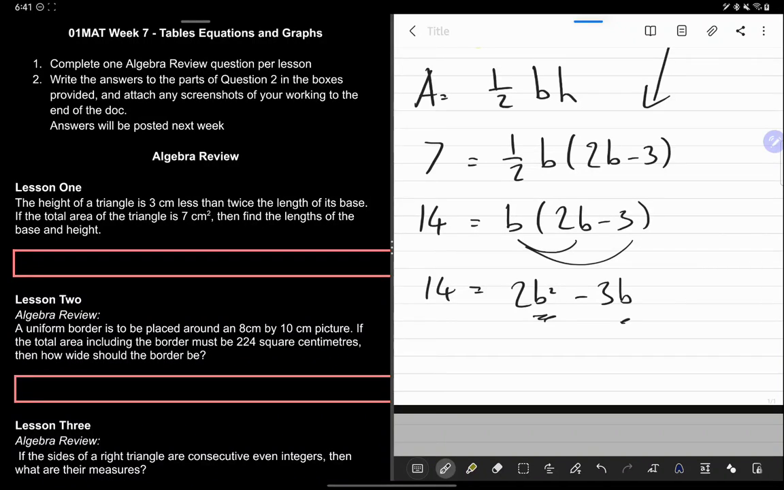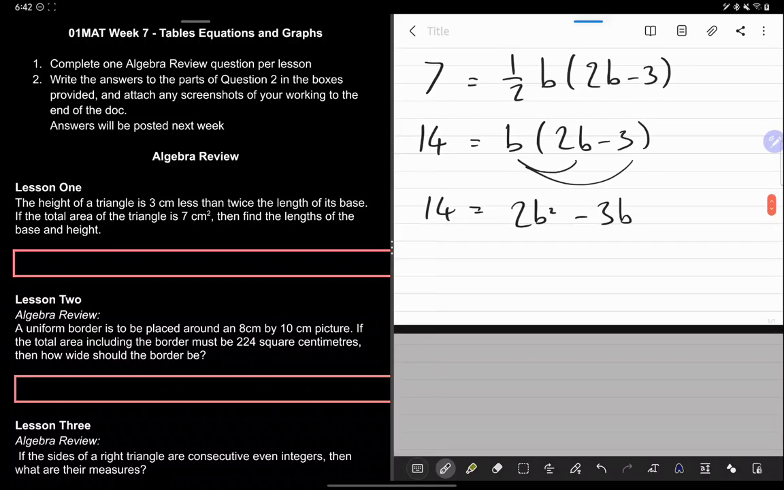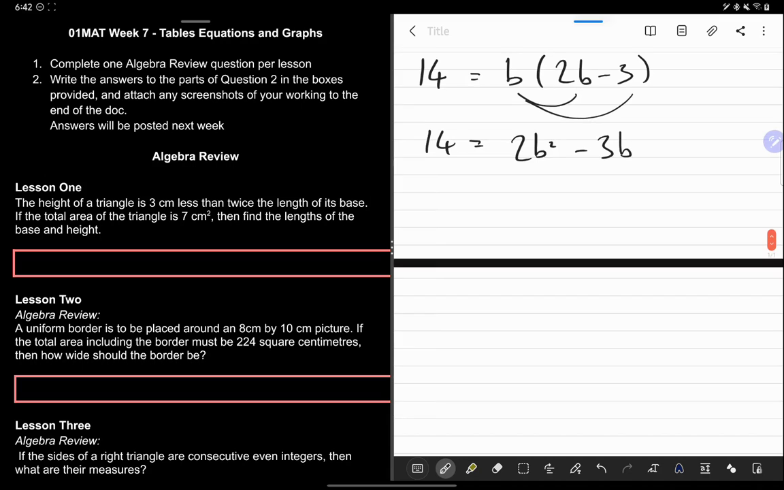Okay, I can see that it's a quadratic. There's a b squared in there, there's a b, and there's a number. Sure. How do we solve a quadratic like this if we can't do it a simple way, just by taking common factors out? Because there are no common factors all the way through. I mean, this one has no b. 2, 3, and 14, they have no common factors that I can take out to simplify this. So let's keep on going.